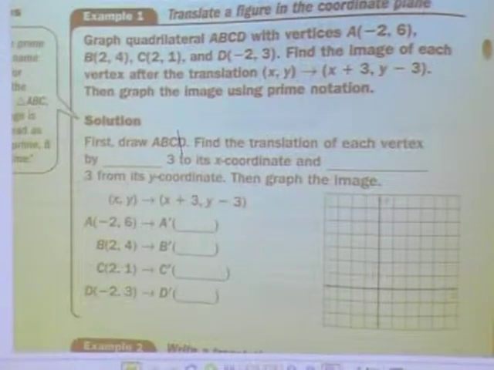Alright, 9-1. Talking about the image that you get after you translate something.